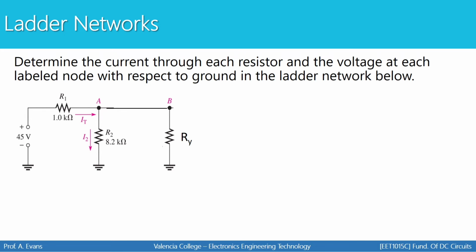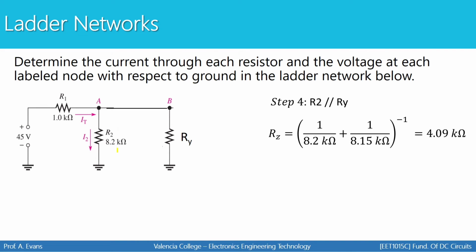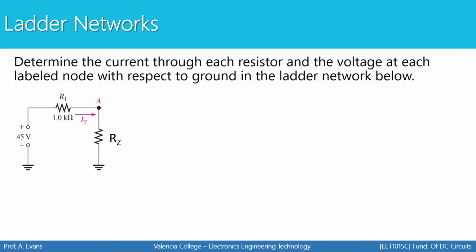Now I have this. RY is now in parallel with R2. So I'm going to make a new combination, call it RZ, and figure out these two in parallel. Finally, I'm down to just two resistors left, and I can say that the total resistance in my circuit is R1 plus RZ.